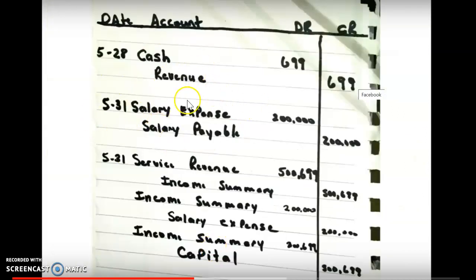So this is what a journal entry would look like for H&R Block. It would have the date, but it would be what I did financially. For example, on May 28th, I had cash that went up by $6.99 and revenue that went up by $6.99. So a journal entry is just a listing of transactions that happened to that company.